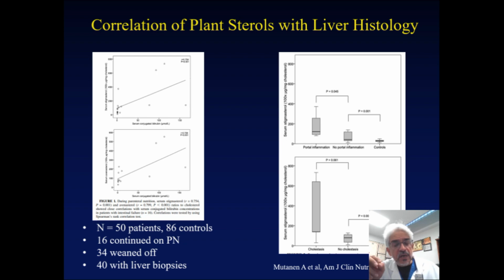I believe the study provides compelling evidence that the occurrence of phytosterolemia in patients on parenteral nutrition has pathologic significance, correlating, as shown in the left panel, with the occurrence of hyperbilirubinemia, and in fact, for the first time, also shown here, correlating with adverse histology in patients developing parenteral nutrition-associated liver disease.